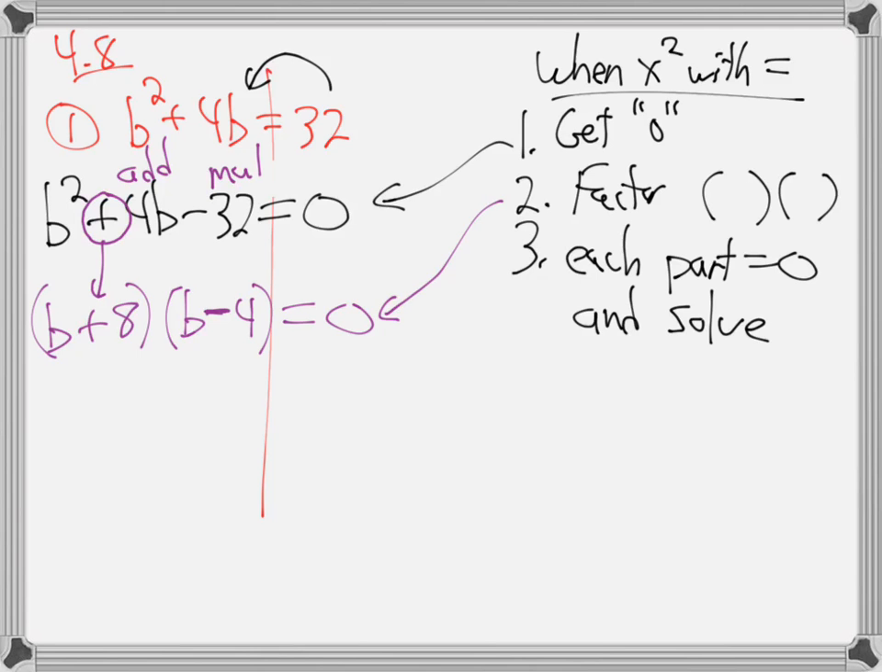Factor. I factored it. Step 3, what do we do now in step 3? Yeah, each part gets its own equal 0. So b plus 8 equals 0, or b minus 4 equals 0. They each get their own. Now, why? You might have seen that before. Why is that okay to do? Why can I go from two parentheses multiplied equals 0 to they each equal 0? How's that true? Because one of them has to be 0.